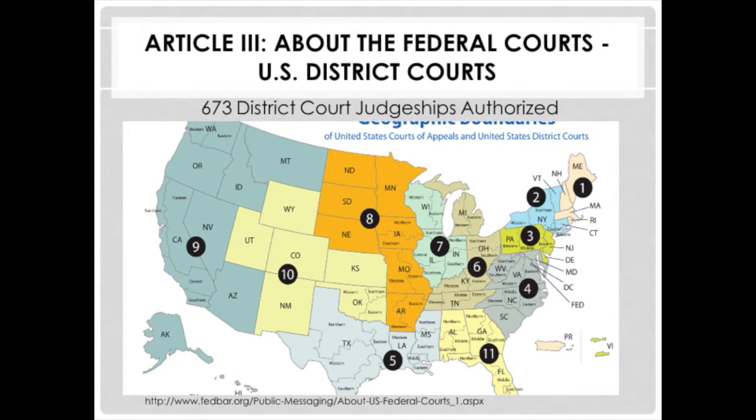Similarly, the district courts are also geographically based. There are 673 district court judgeships that Congress has authorized. Those exist within states, and if a state has more than one jurisdiction, it is divided into other districts. So, for example, if you were to look in the state of Michigan, there is an Eastern District and a Western District. And within that, there are a number of judges that have been authorized to sit in those particular jurisdictions.